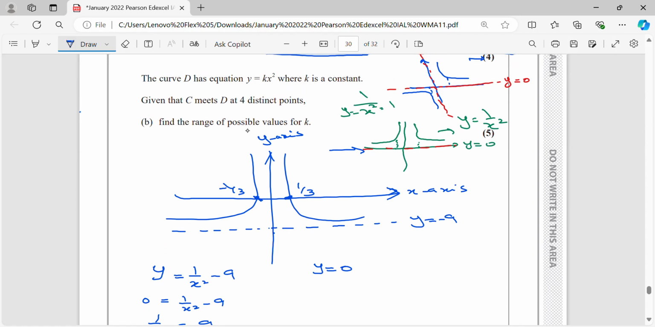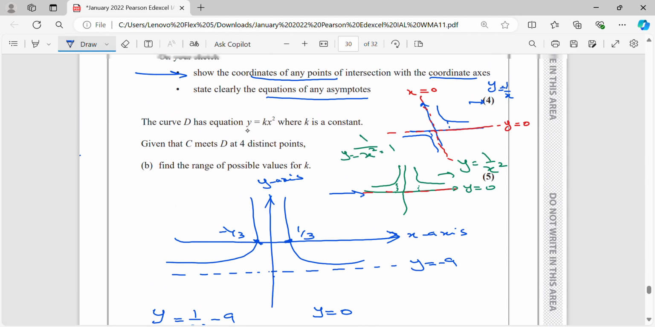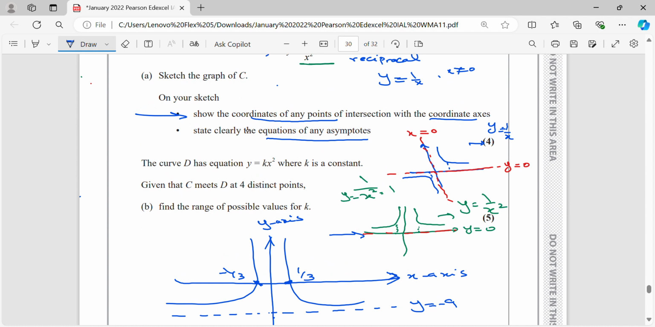And we also label the equation of an asymptote, that is y equals negative 9. Okay, next part is the curve D has equation y equals kx squared, where k is a constant. Given that C meets D at 4 distinct points, find the range of possible values for k.